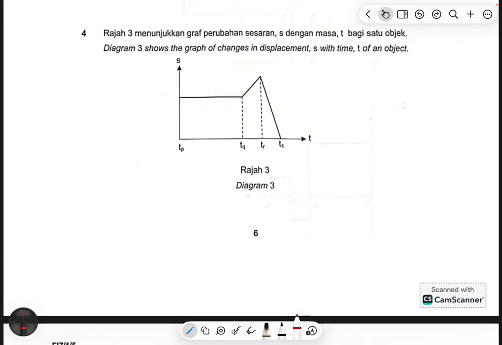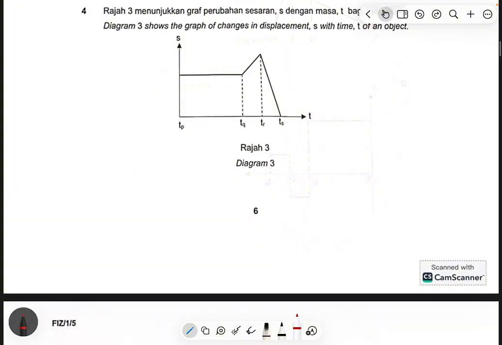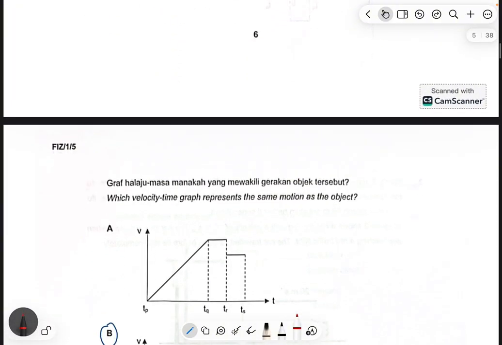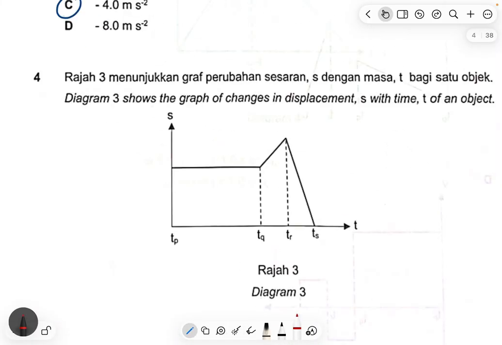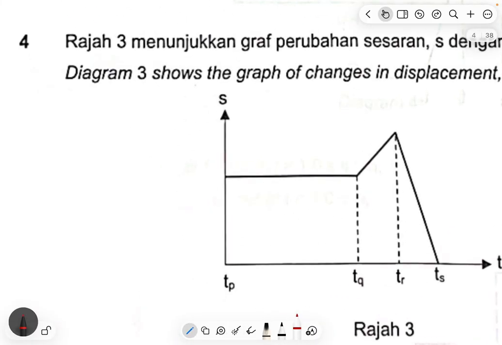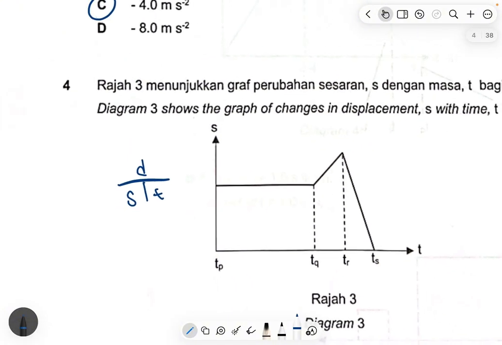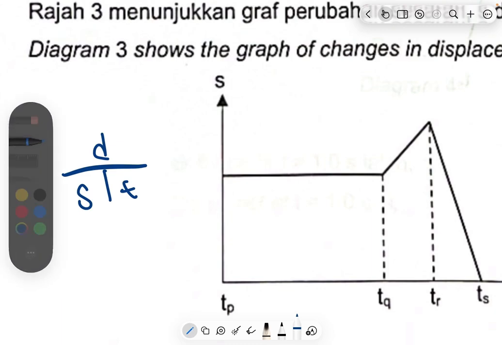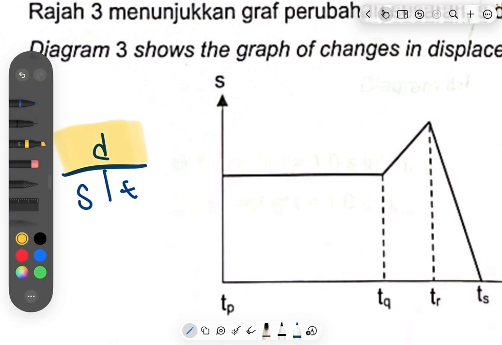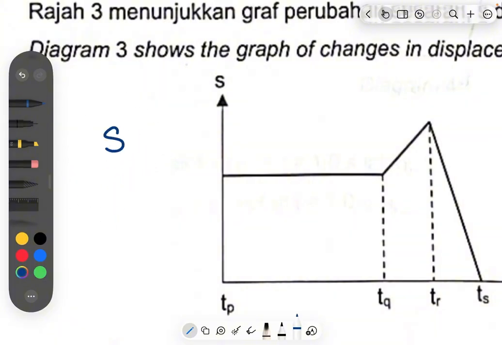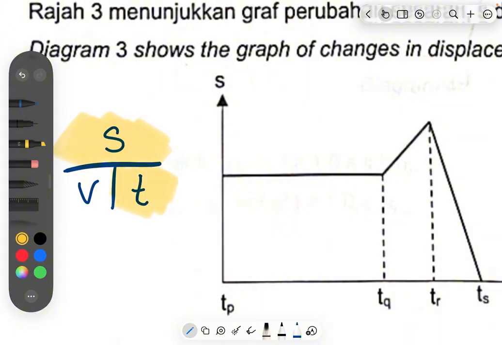Next, diagram 3 shows a graph of changes in displacement with time t of an object. Okay, which velocity graph represents the same motion as the object? Okay, I've already done this. Okay, so I'm gonna write the formula d, s, and t. So right now we are looking at the graph for displacement and time. Okay, wait, no, this is distance, speed, and time. Okay, I'm gonna change that and I'm gonna use the s, v, t. So right now we're looking at s and we're looking at t.